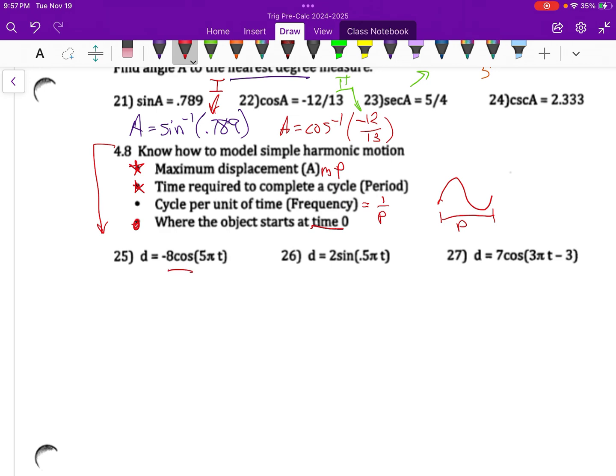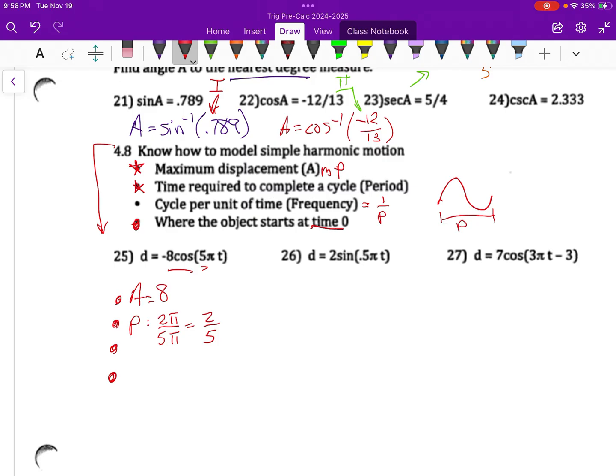So if we're talking about something like this, those 4 bullet points that I'm basically looking at right there is that the amplitude is 8, okay? The period, which you're going to be doing next, is going to end up being this 5 pi is going to get involved. It's going to be 2 pi divided by 5 pi, or 2/5.